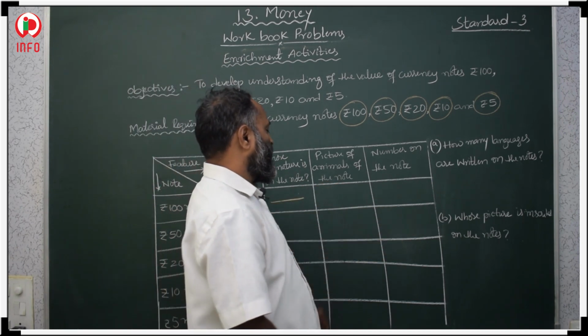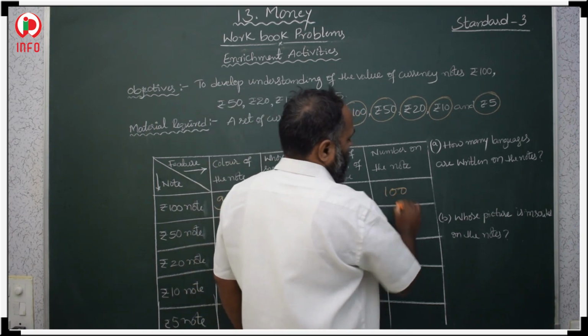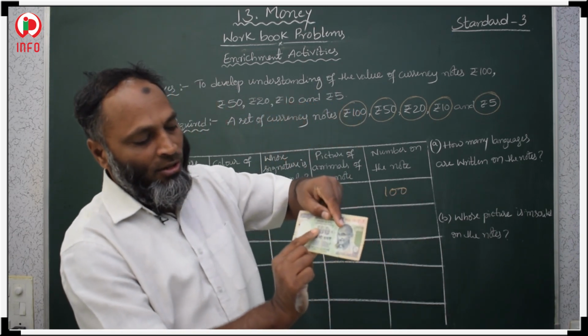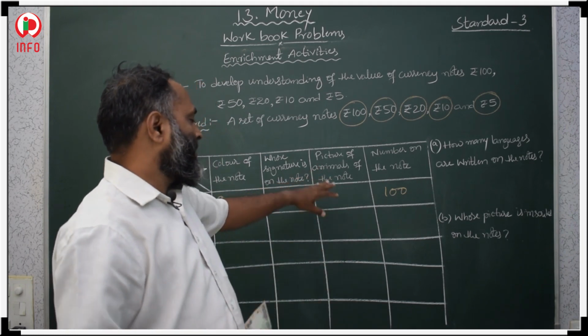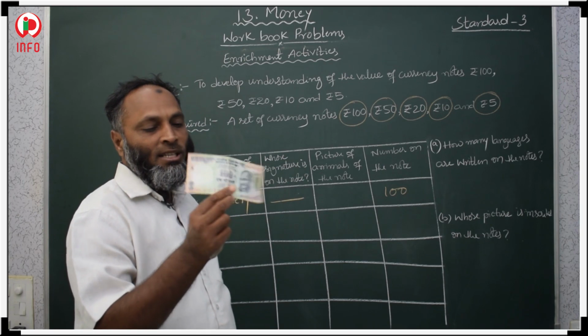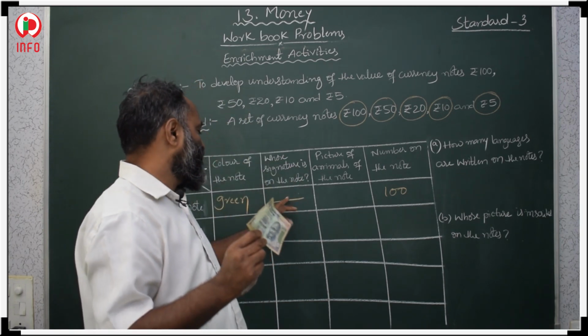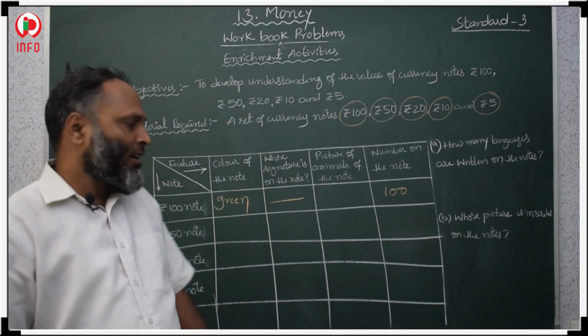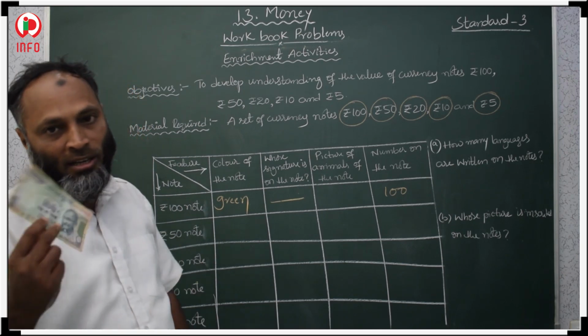So number on the note, the number on the note is 100. So this is the number on the note, 100, that we should write. If animals are there on the note, which animal is there, that name, and whose signature is there, the RBI governor's signature, that you write here, and color of the note you should write, and remaining notes also you do, you see and do.